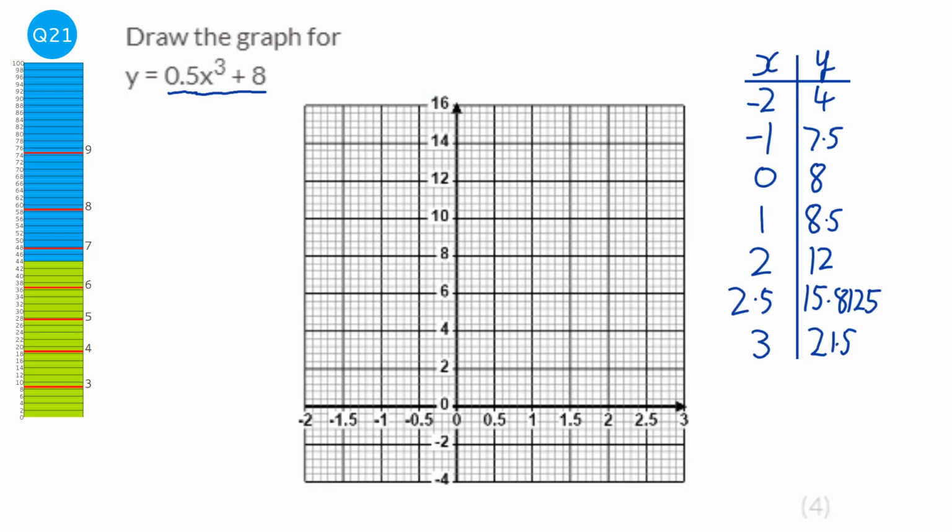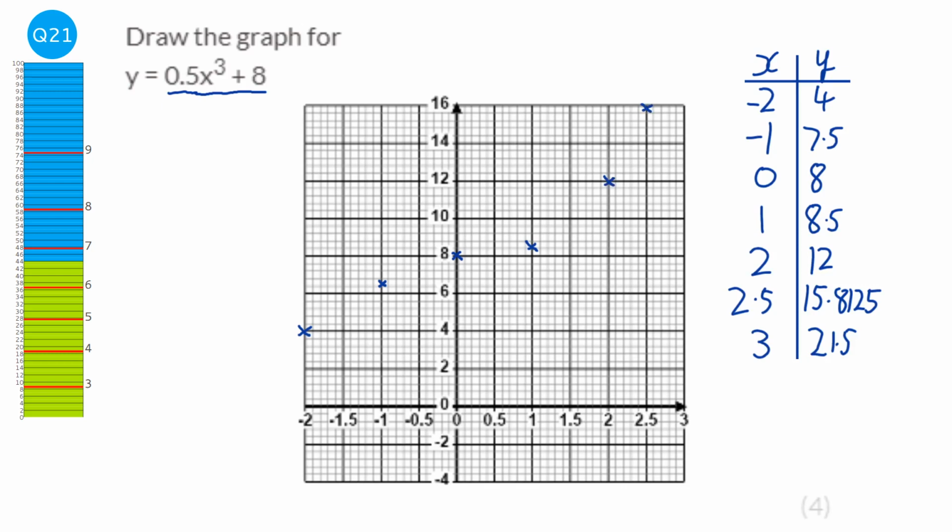So next thing we do is plot these coordinates. So minus 2 would be at 4. Minus 1 is 7.5, which we can't be perfectly accurate for, but it's roughly there. Then 0 is 8. Then 1 is 8.5, roughly there. 2 is 12. And then 2.5 is just below that 16, so it's almost at 16.